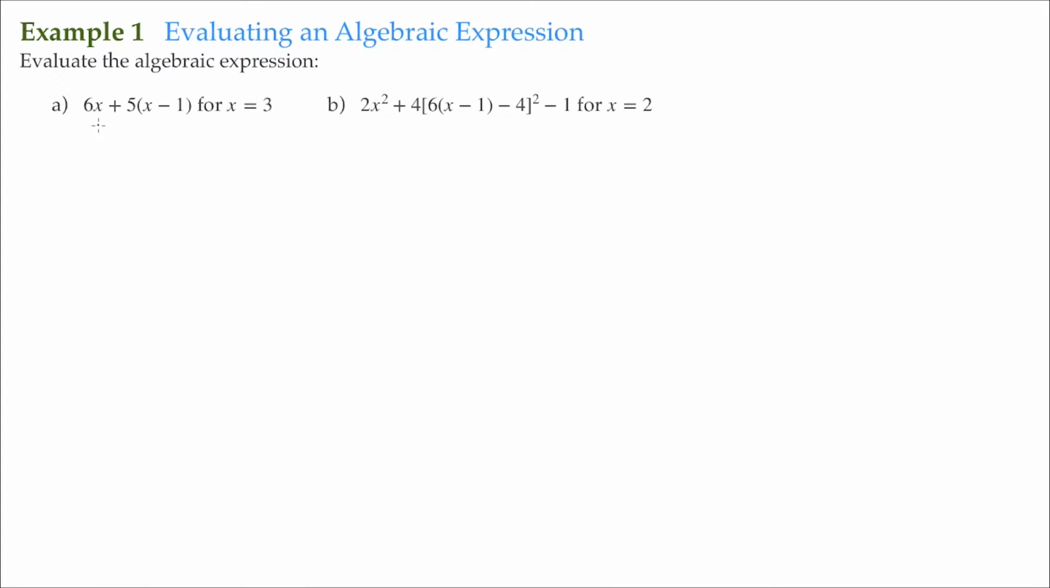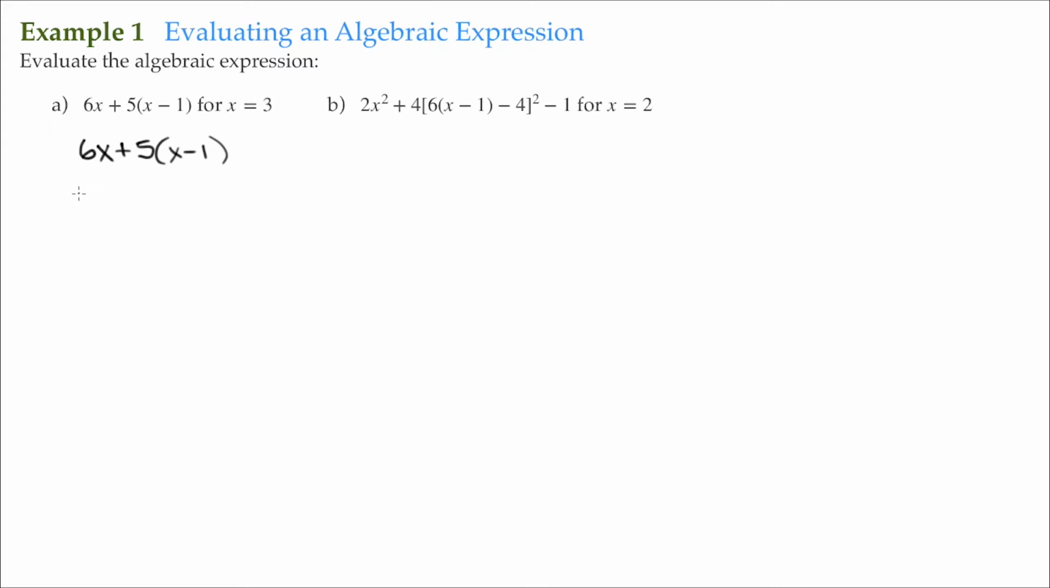So for a here, I'm just going to go ahead and rewrite this. I'm going to write it as 6x, and 6x means 6 times x, plus 5, and the way to read this is 5 times x minus 1. Now we're going to utilize the order of operations, and the order of operations says that we calculate values within grouping symbols first and then work our way outward from there. So I'm just going to replace the variable x here for the given 3.